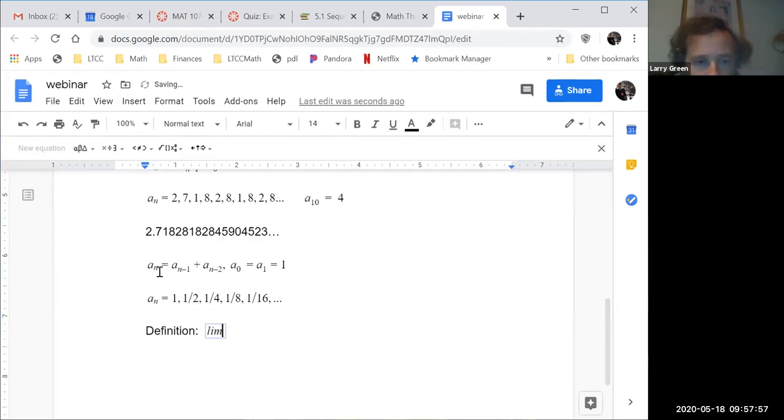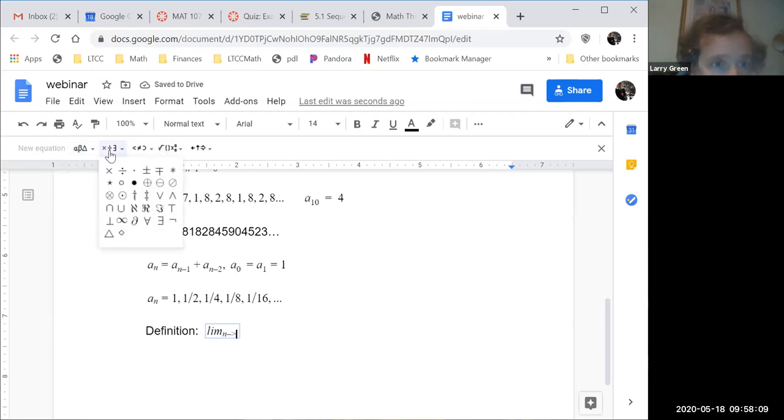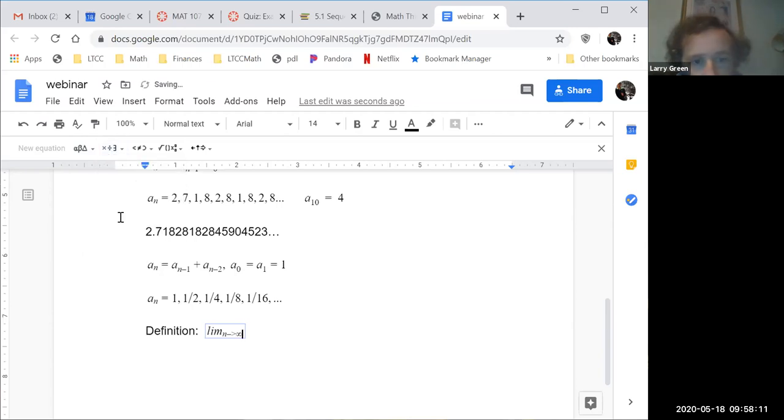And that is the limit as n approaches infinity. We always do infinity, by the way, of a sub n is called the limit of the sequence.